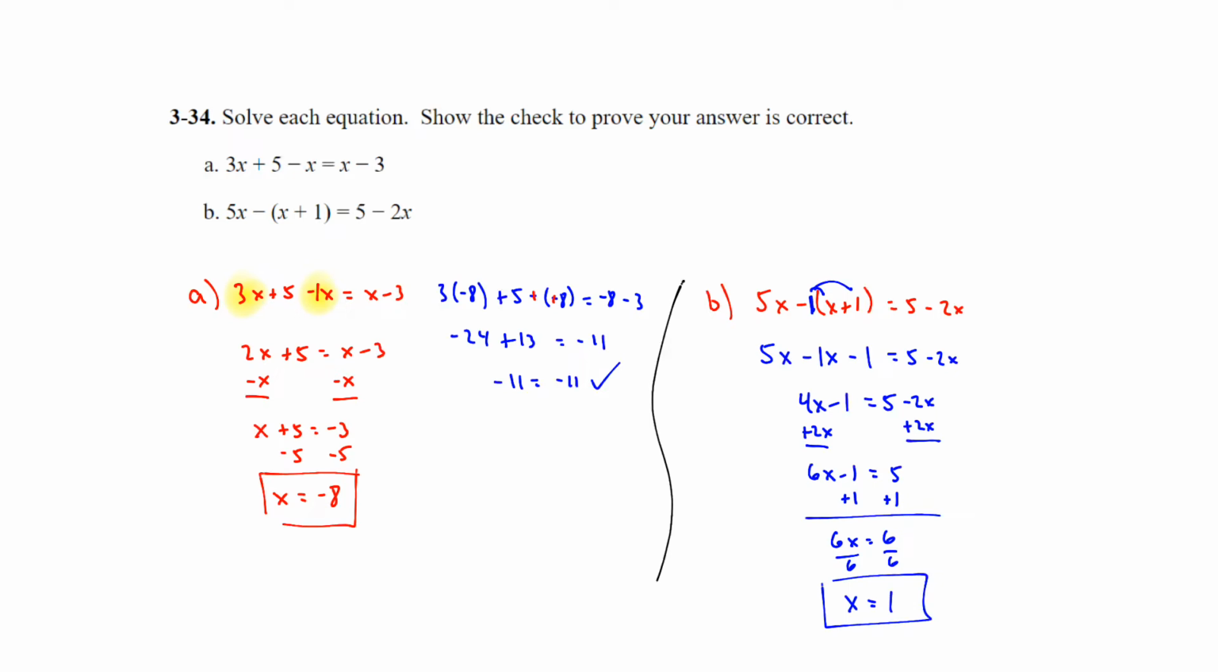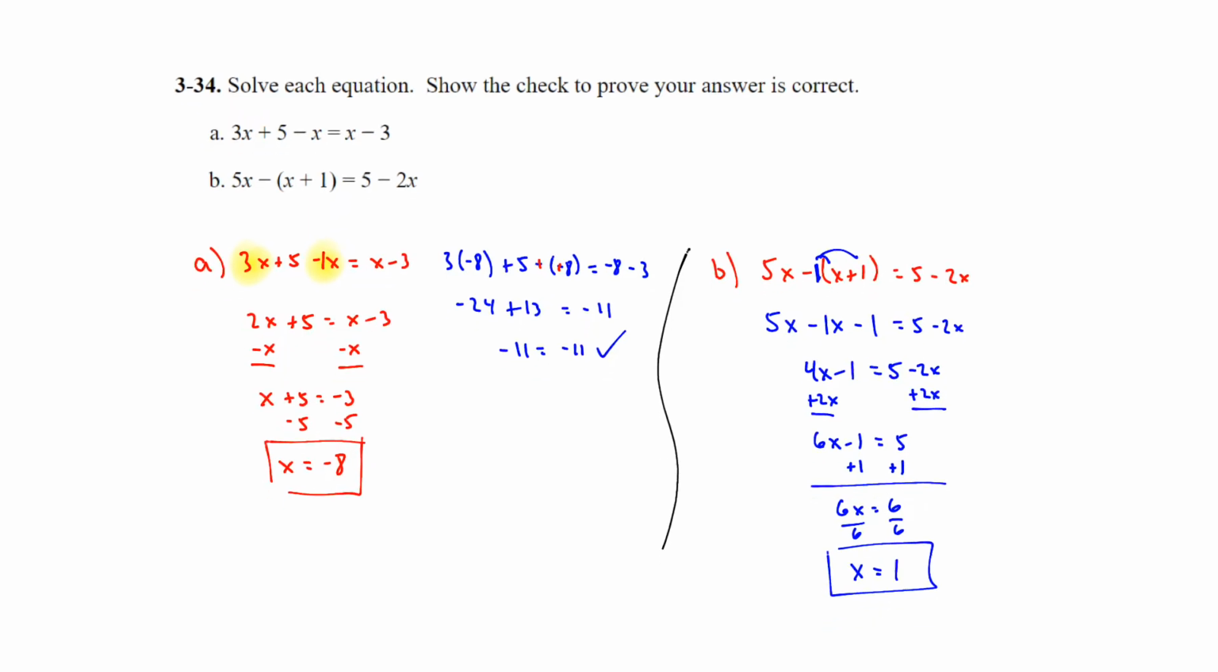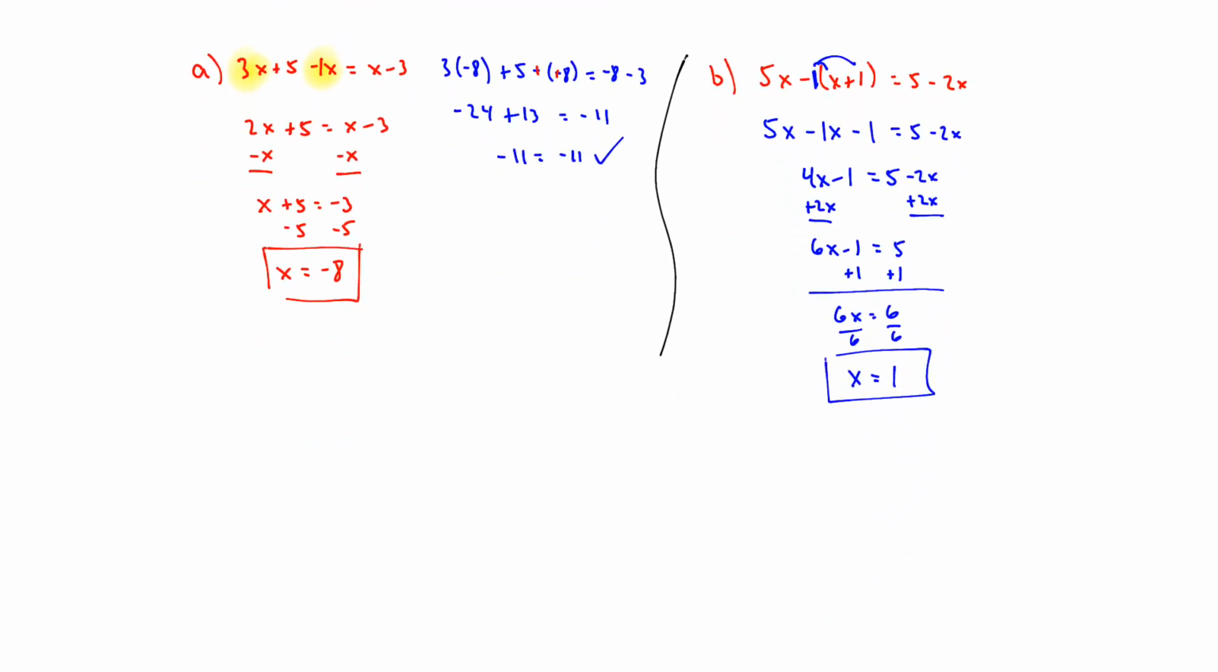So once again, that's what we think our answer is. We're going to check it to see that it is correct. So down here we're going to plug in 5 times 1 minus 1 plus 1 is equal to 5 minus 2 times 1.